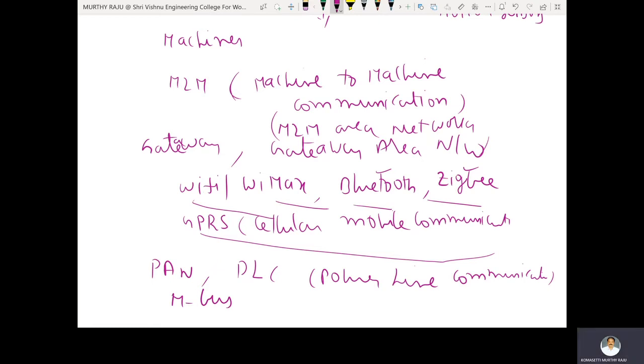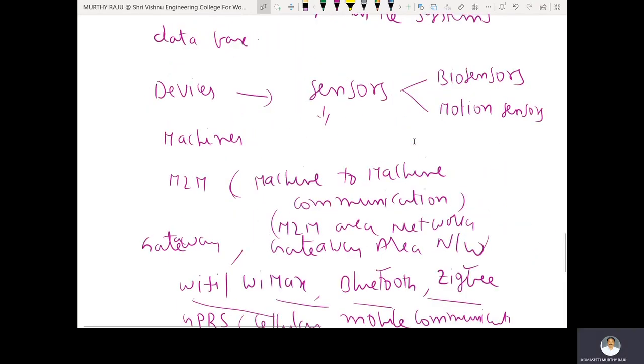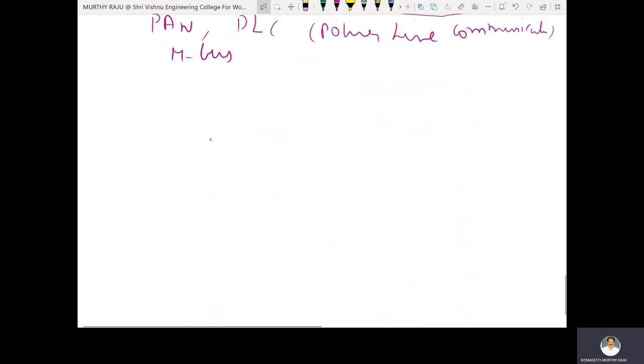This is the device and gateway domain. The device and the gateway domain.